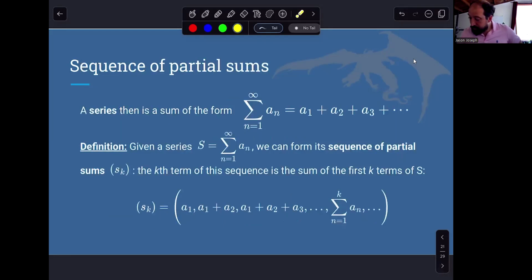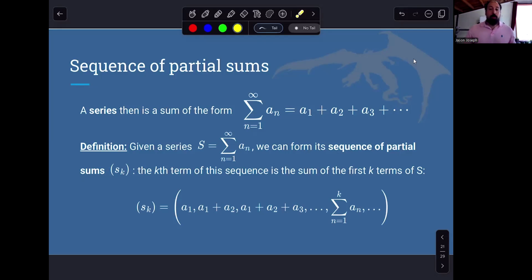Okay, so a series then is just a sum from, it could be from 1 to infinity or 12 to infinity or negative a million to infinity. It doesn't have to start at 1. I just did that to simplify the notation a bit on this slide. But it certainly should go on forever. And the question is how to make rigorous sense of that.